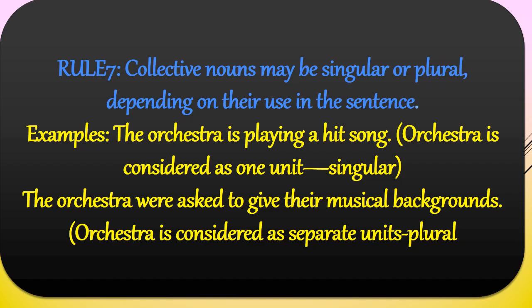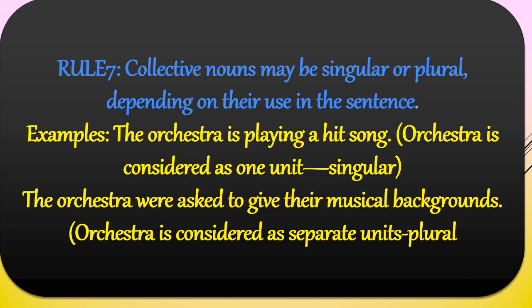Now let us talk about Rule 7. Collective nouns may be singular or plural depending on their use in the sentence. For example, the orchestra is playing a hit song. Here orchestra is considered as one unit, so it is singular. In the next example, the orchestra were asked to give their musical backgrounds. Here orchestra is considered as separate individuals and that's why we have used the plural.